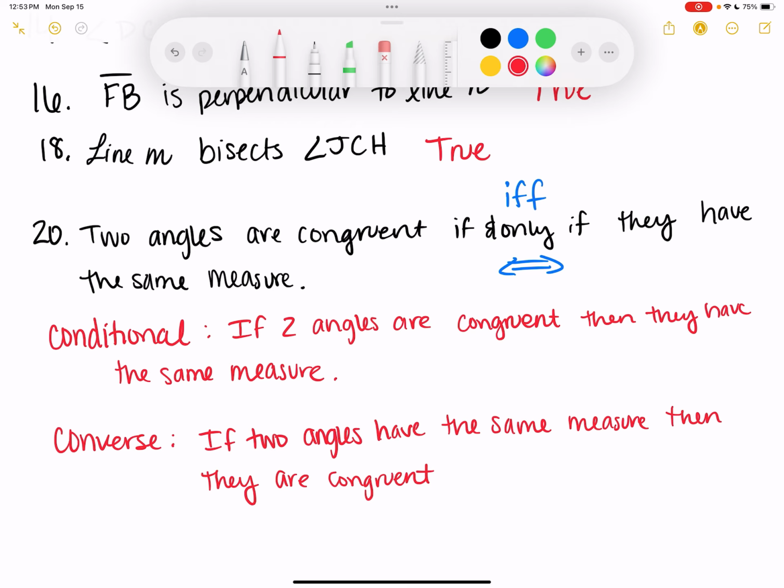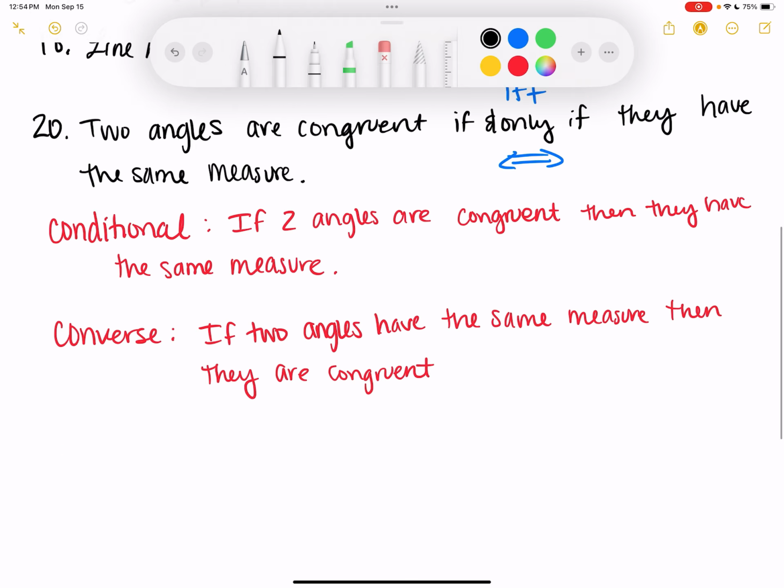Give a counterexample that demonstrates that the converse of the statement is false. So they've already given us an if-then statement, and they want us to basically give a counterexample showing that it's false. So 24, if an angle measures 94 degrees, then it is obtuse.